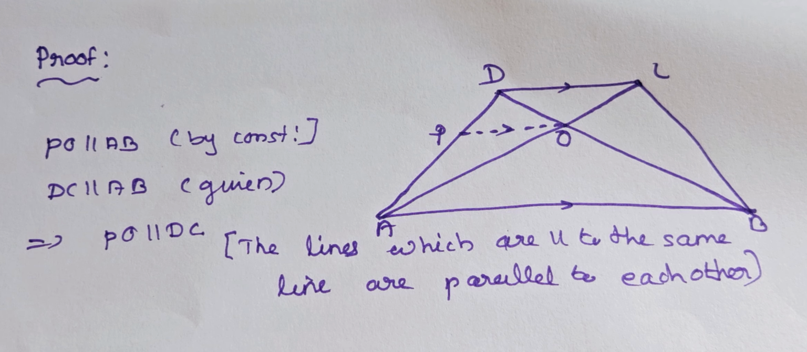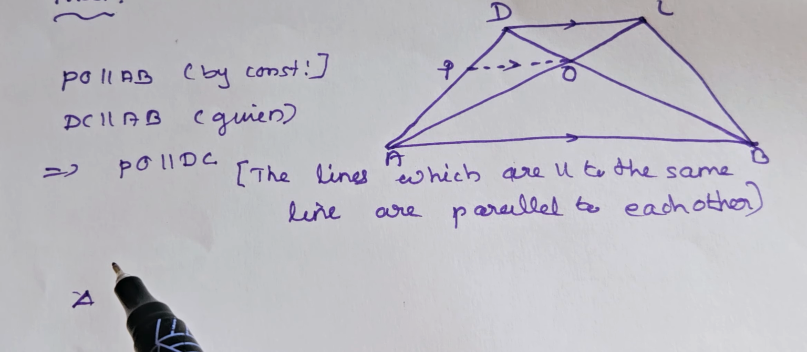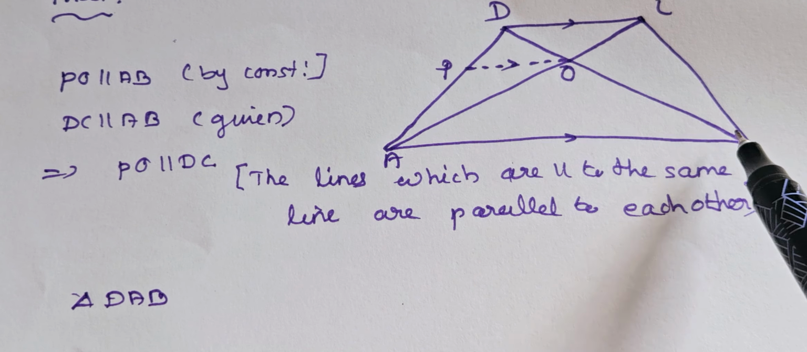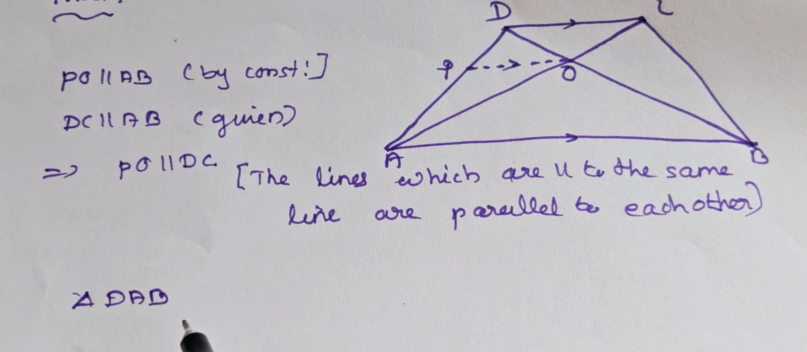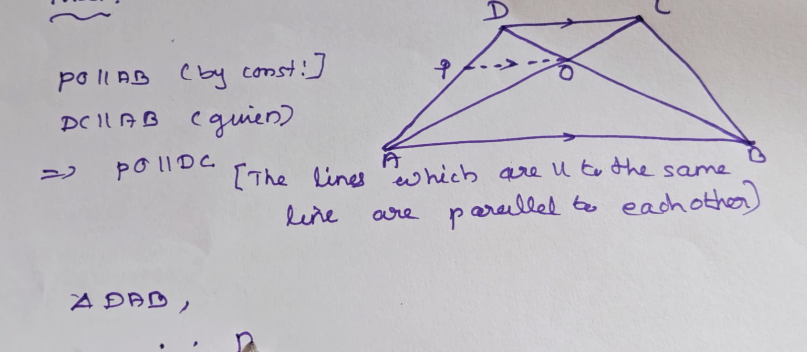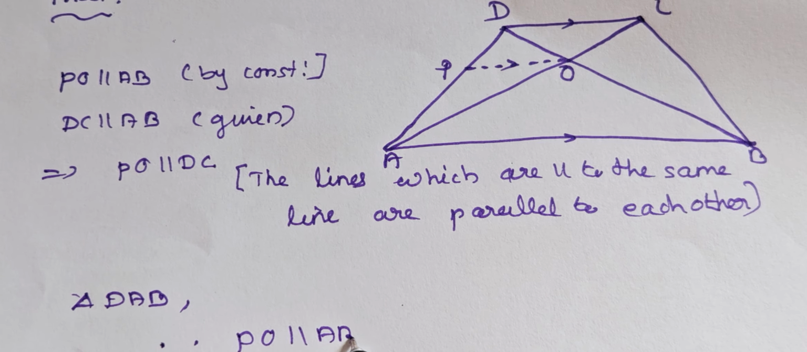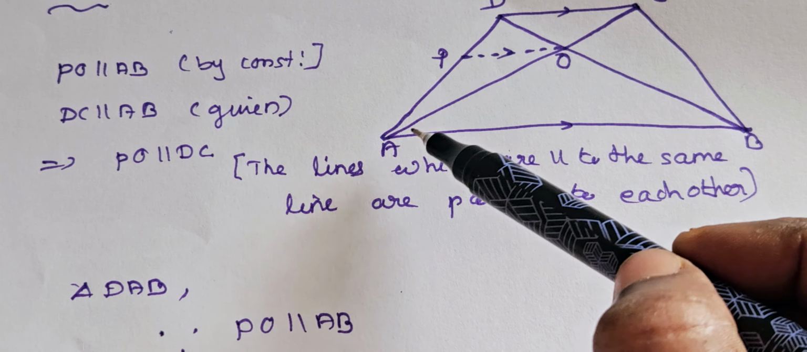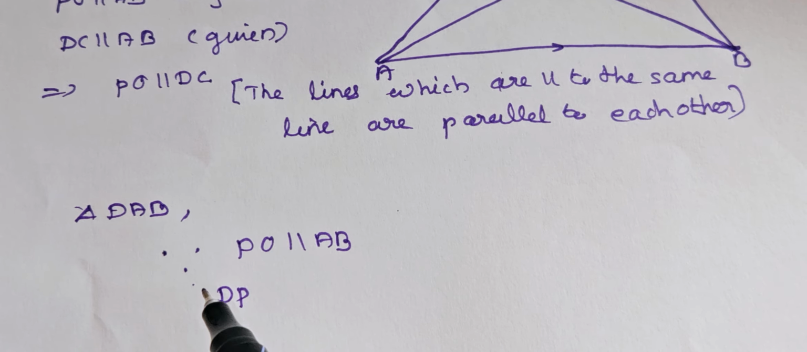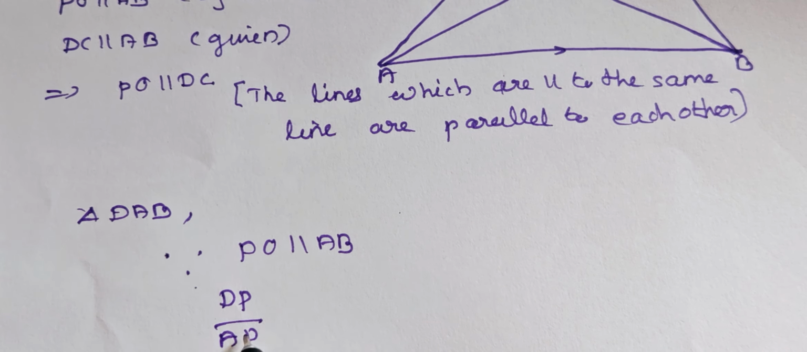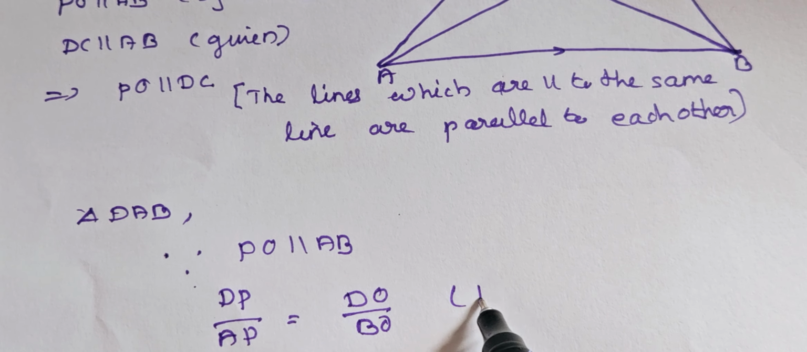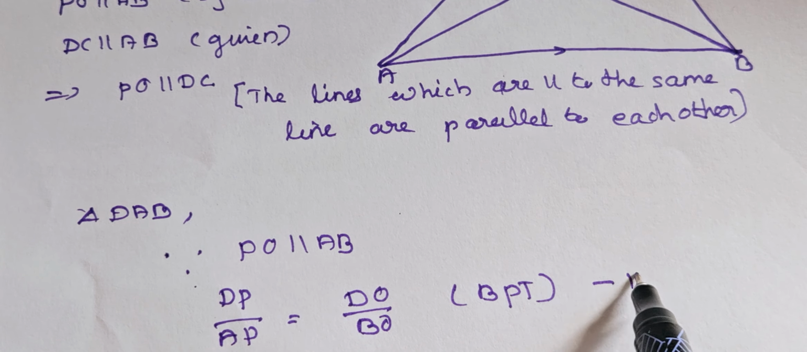Now, first take triangle DAB. In triangle DAB, we have PO parallel to AB. Since PO is parallel to AB, we get DP by AP equal to DO by BO. Reason, basic proportionality theorem. Number this one as first equation.